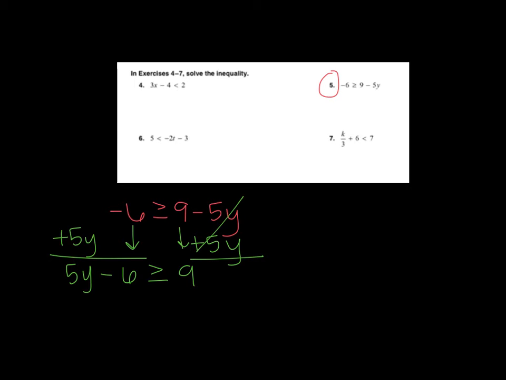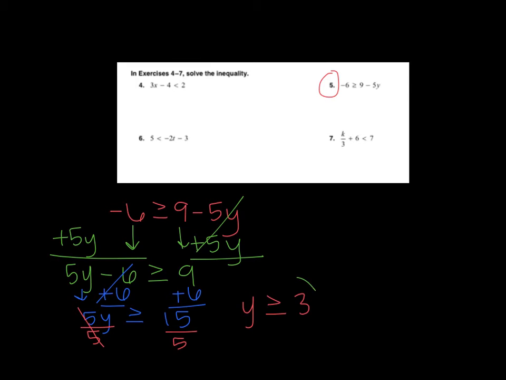Then from here, the opposite of subtracting 6 is to add 6 to both sides, so I'm going to do that. Positive and negative 6 cancel, and I'm left with 5y is greater than or equal to 15. The opposite of multiplying by 5 would be to divide by 5. 5 divided by 5 cancels, so I'm left with y. My symbol is greater than or equal to, and 15 divided by 5 is 3. So that would be my answer to number 5.